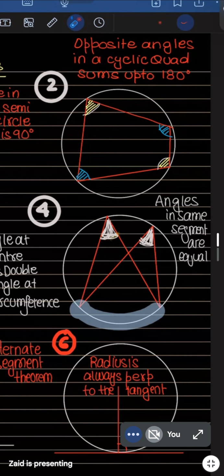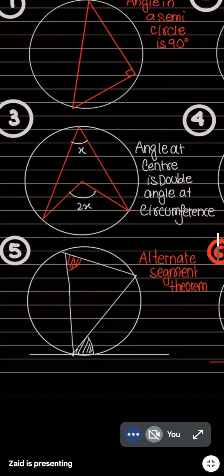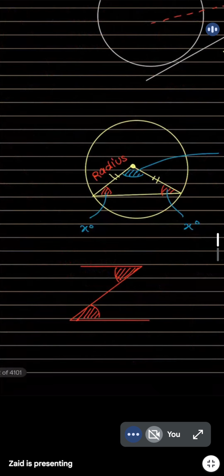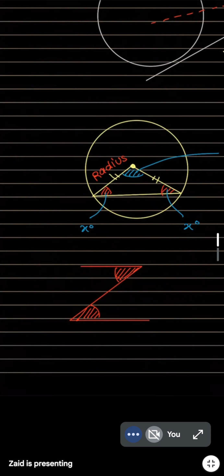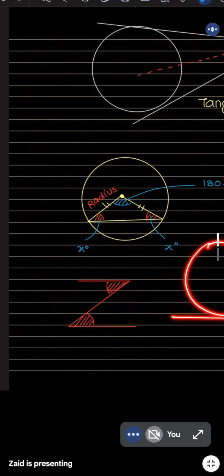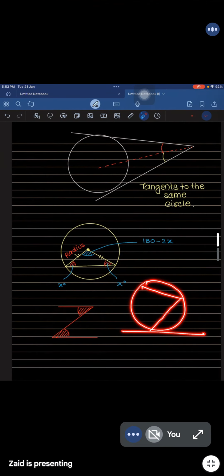Sir, please explain the fifth one. In the fifth one we have the alternate segment. Look, alternate segment means, this is alternate angles, but that's an alternate segment. So if you have something like this, this angle and this angle are going to be equal. Circle, tangent, one line, another line like this. So this angle and this angle are going to be equal because these are alternate segments. So they will have equal angles.